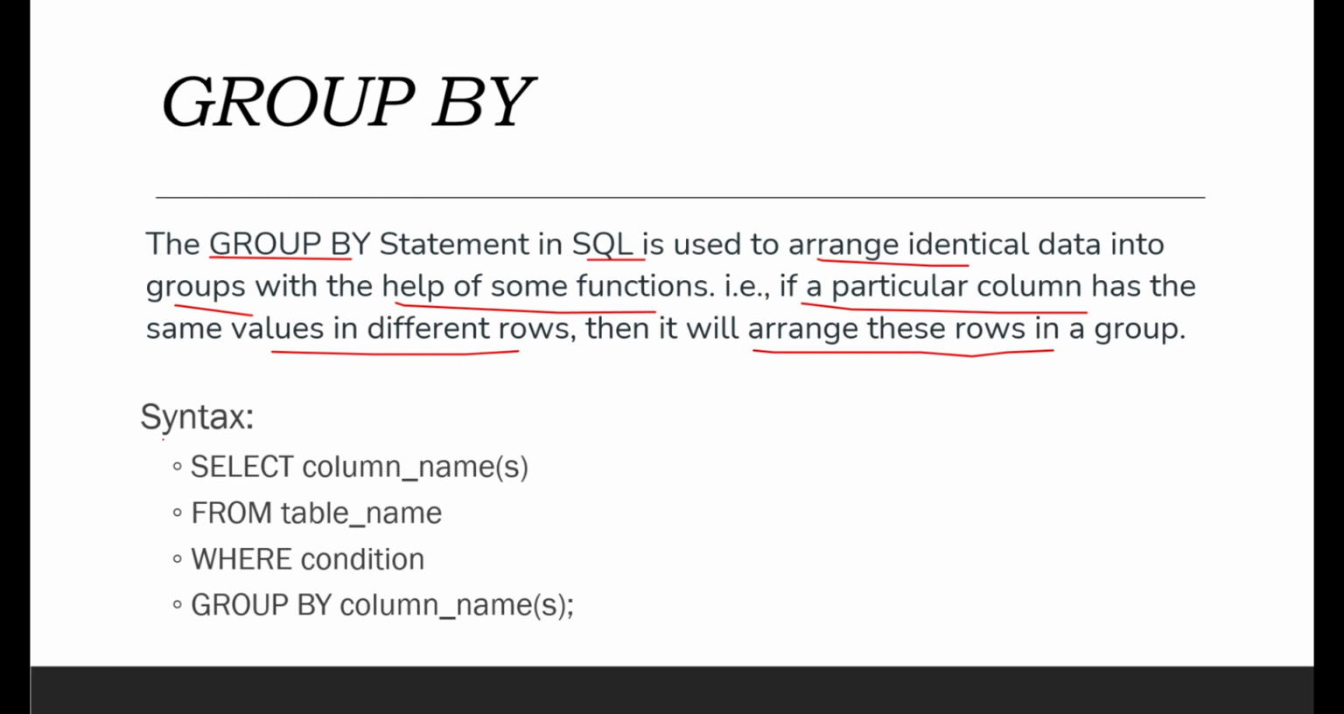That is its syntax. This part tells SQL which columns you want to include in your final result. This part, from, specifies the table from which you are selecting the data. Okay, this one is optional. You can include conditions here to filter the data before grouping. And write this group by. This is where the magic happens. You specify which columns you want to use as the basis for grouping.